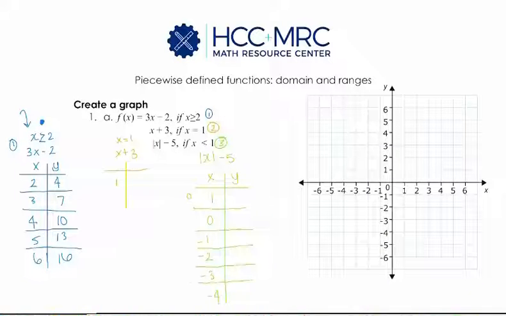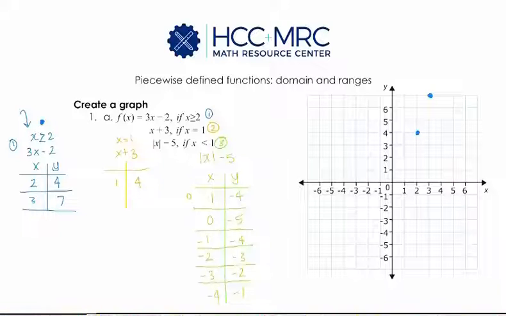Now for the next one, it's only when x is 1, so 1 plus 3 is 4. Now moving on to our third function, it's the absolute value of x minus 5. So 1 minus 5 is negative 4, 0 minus 5 is negative 5, and then we're going to continue doing this for the x values. Now that we have all our points, let's go ahead and graph them.